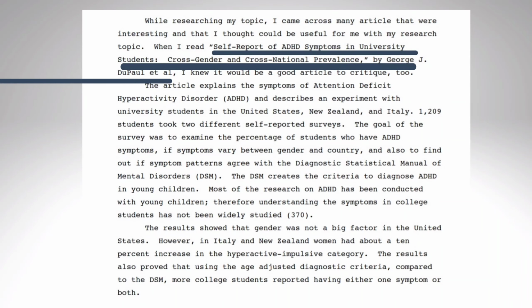Now, let's take a look at each part of the critique to gather more ideas in writing one. In the first paragraph, she mentioned the title of the article that she critiqued as well as the authors. If you look back on the checklist, it's the first thing that you should include in your critique.